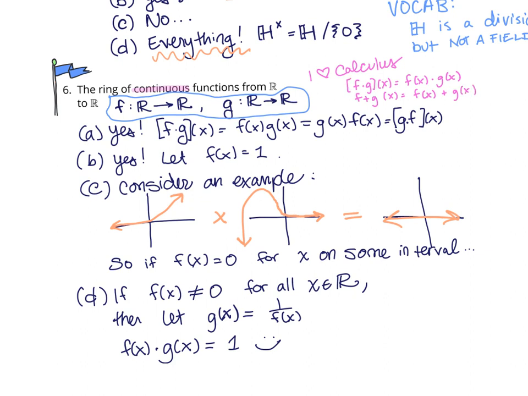Is there a multiplicative identity? There is an identity function, f of x equals 1. Multiply by that all you want. Your output values, your function values, do not change.